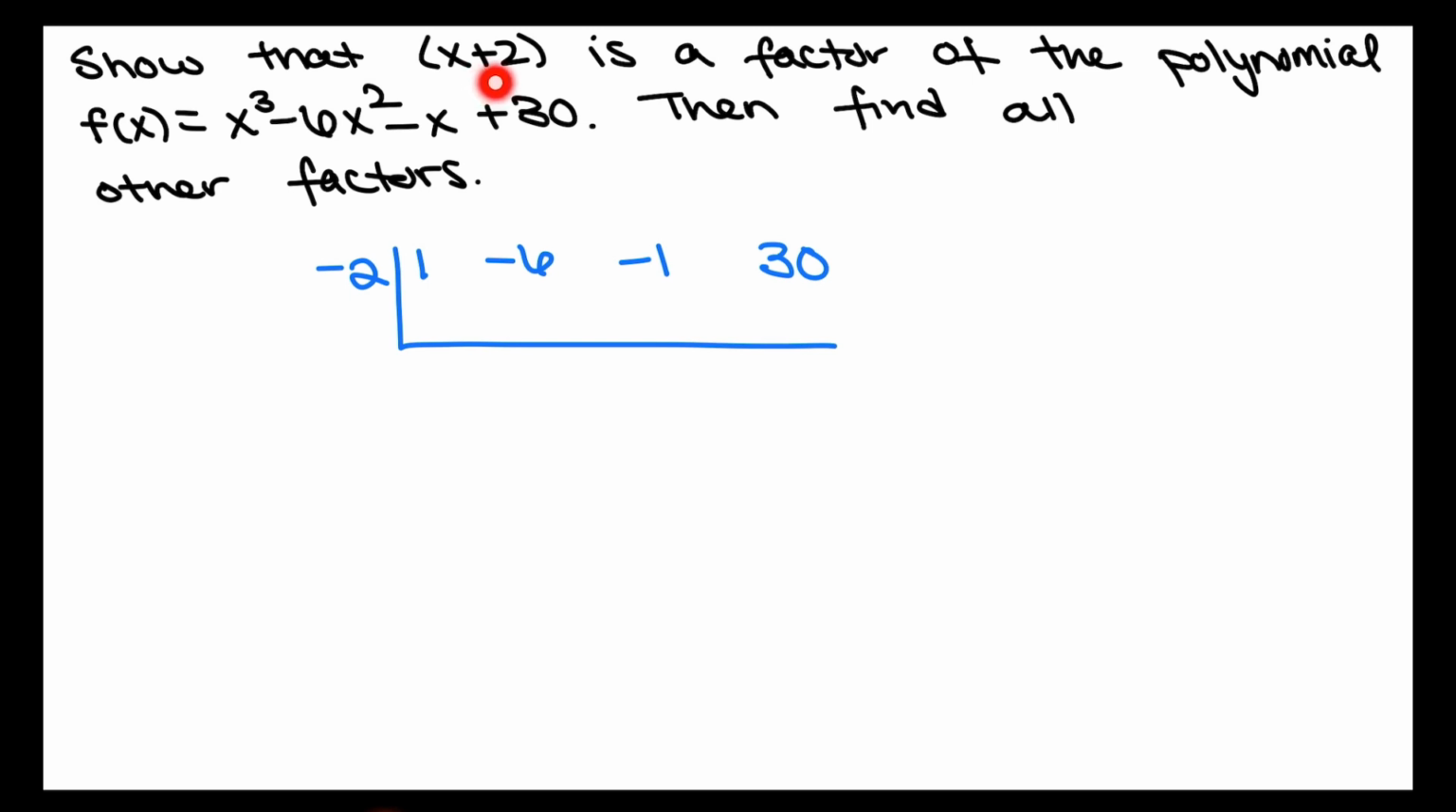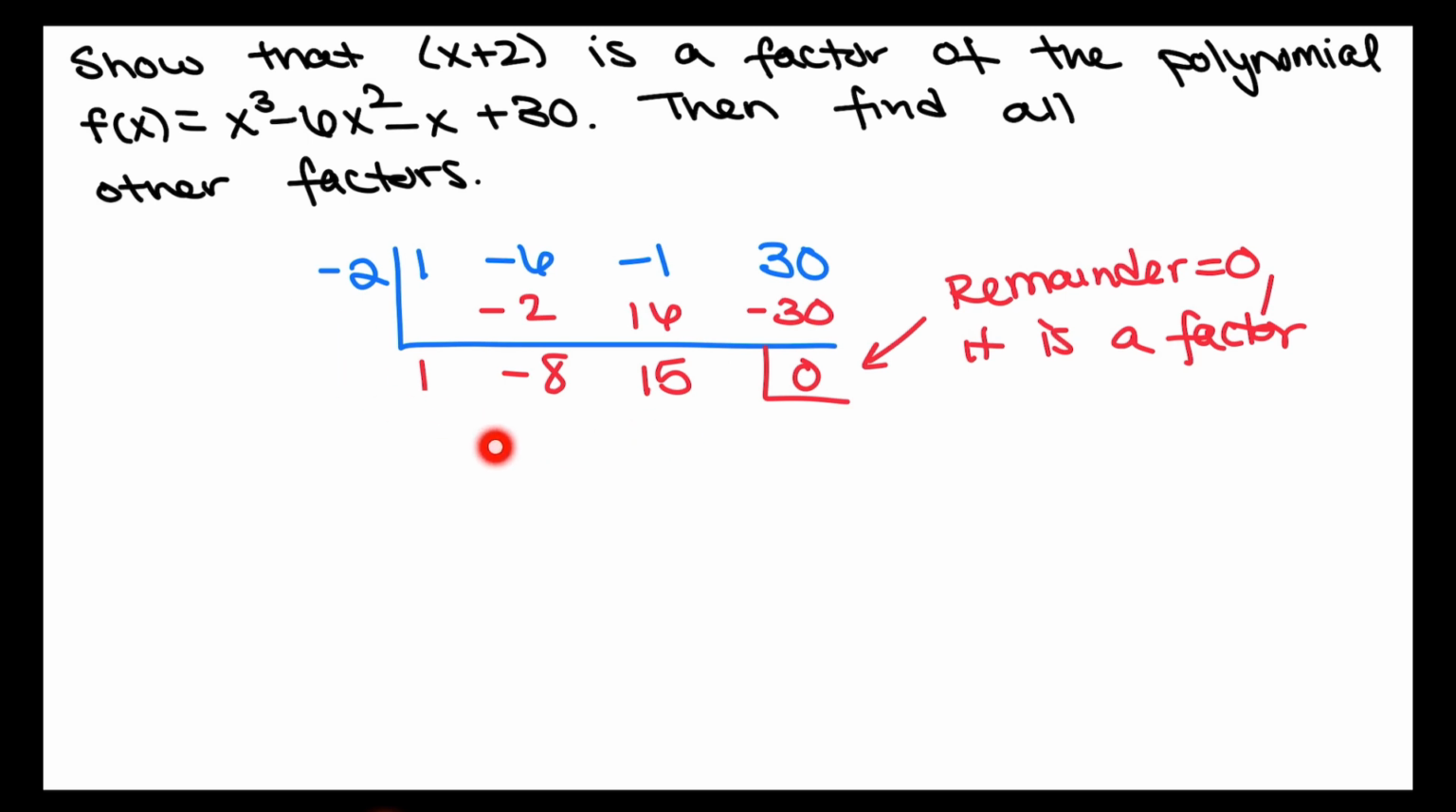I'm dividing by x plus 2, so I'll put a negative 2 right there, and then I put the coefficients of my polynomial, 1, negative 6, negative 1, and 30 inside my box. I bring down the first number, so I brought down the 1. I multiply, 1 times negative 2 is negative 2. Add, I get negative 8. And then we repeat the process. Negative 8 times negative 2 is positive 16. I add, I get 15. One more time. 15 times negative 2 is negative 30. We add, we get 0.